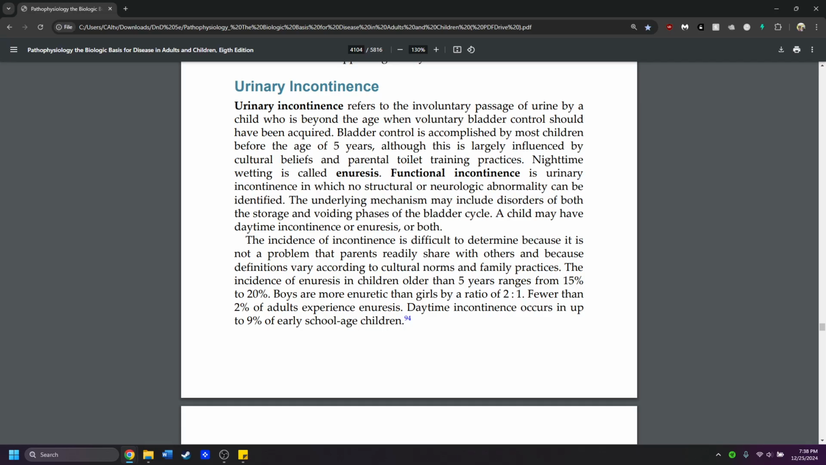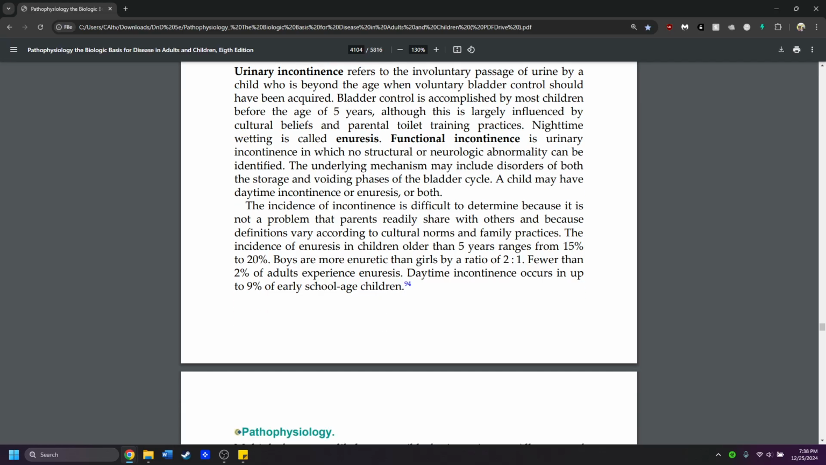The incidence of incontinence is difficult to determine because it is not a problem that parents readily share with others, and because definitions vary according to cultural norms and family practices. The incidence of enuresis in children older than 5 years ranges from 15% to 20%. Boys are more enuretic than girls by the ratio of 2 to 1. Fewer than 2% of adults experience enuresis. Daytime incontinence occurs in up to 9% of early school-aged children.